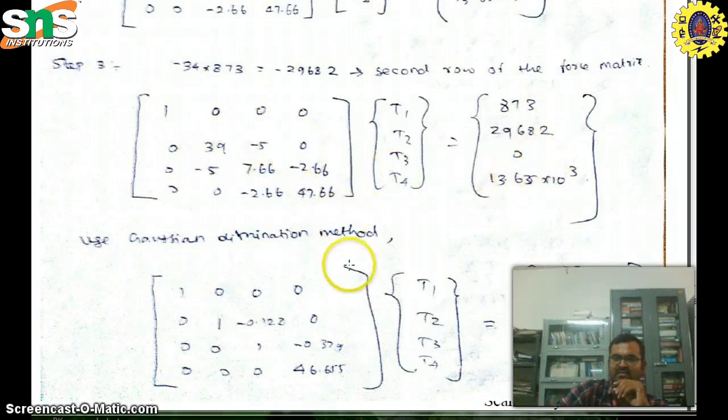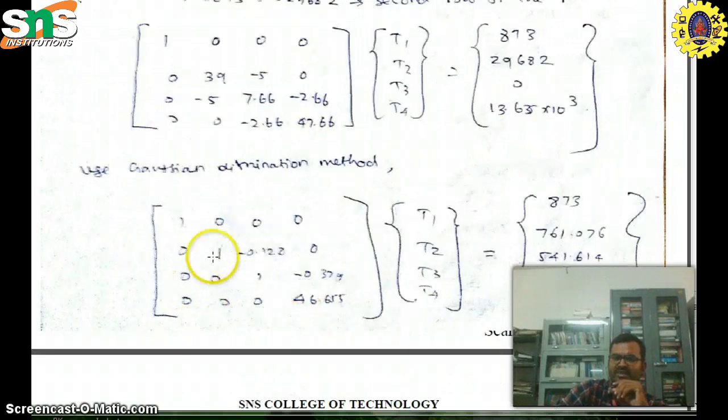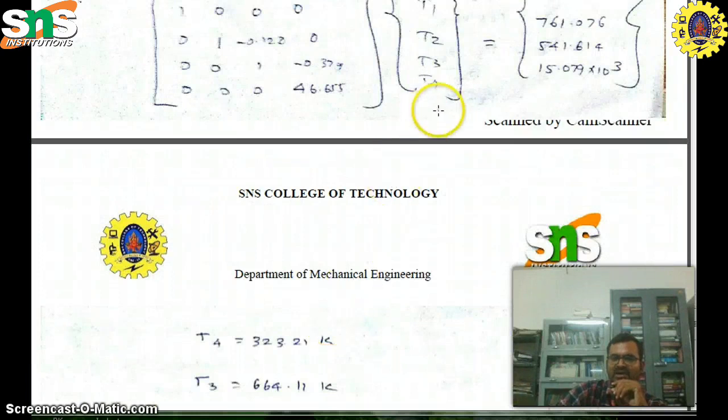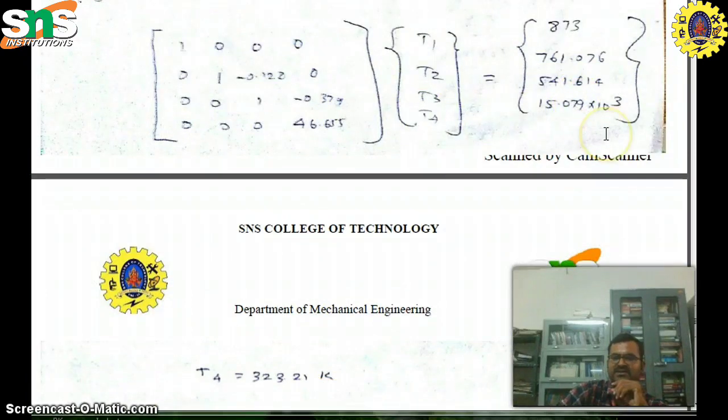So finally we can use the Gaussian elimination method. Using some relations with the Gaussian elimination method, we convert the lower triangular matrix entries to 0. After that, directly we can find 46.665 T4 is equal to 15.079 into 10 to the power 3. So easily we will get the T4 value.